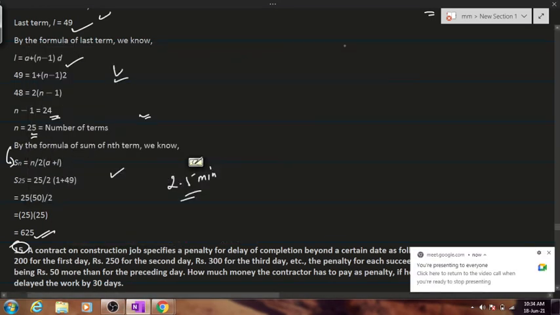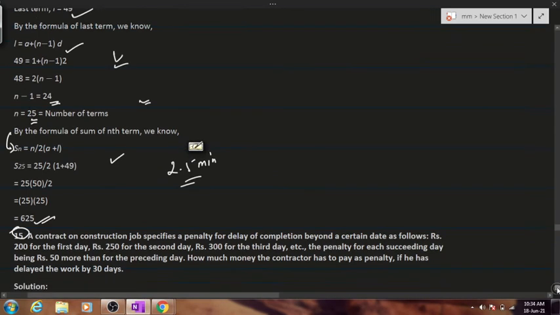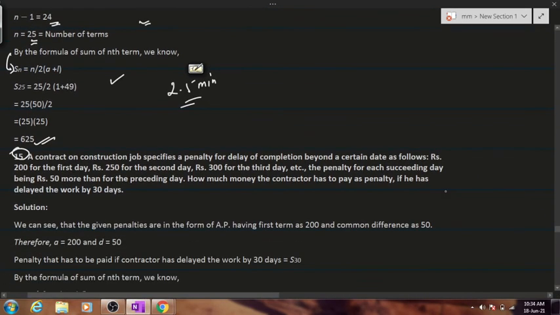So I believe enough time was provided. Now, what does this question actually say? This is a word-formulated question, so you'll have to look at it very carefully. A contract of construction job specifies a penalty for delay of completion beyond a certain date as follows: rupees 200 for the first day, rupees 250 for the second, 300 for the third day. The penalty for each succeeding day is 50 more than the preceding day. How much money does the contractor have to pay as a penalty if he delays the work for 30 days?